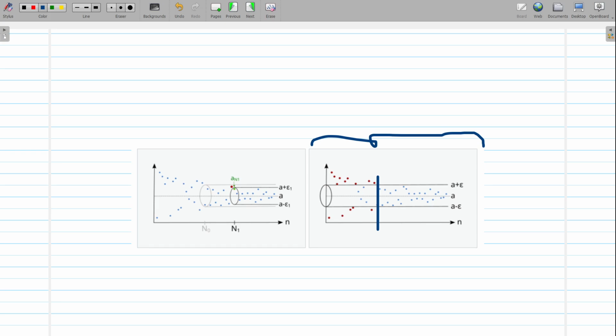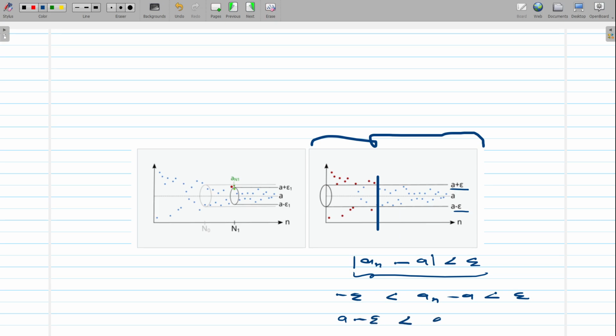Now we can see that all the terms of my sequence are in the region a plus epsilon, a minus epsilon. Remember, in the definition we have x sub n, but we can give ourselves some a sub n minus a, and it's going to be the same thing. Let's develop this expression. If you get rid of the absolute values, you have minus epsilon less than a sub n minus a, less than epsilon. Now we add a throughout, and we have a minus epsilon less than a sub n, less than a plus epsilon.